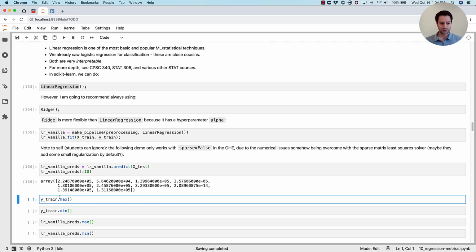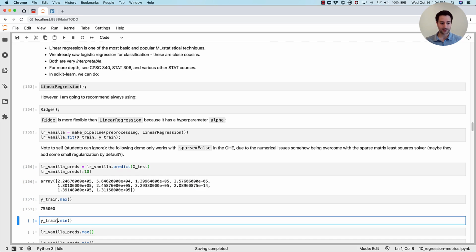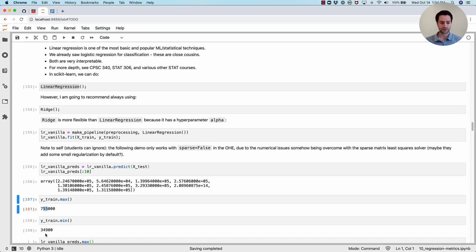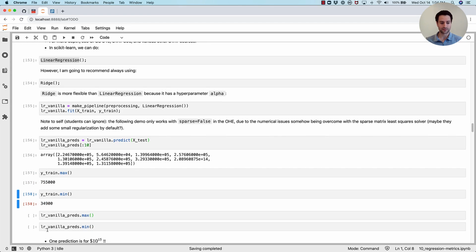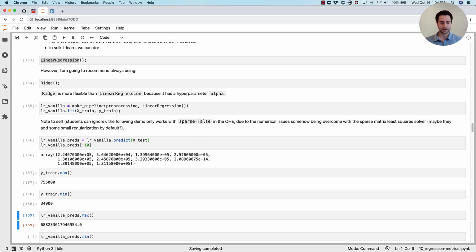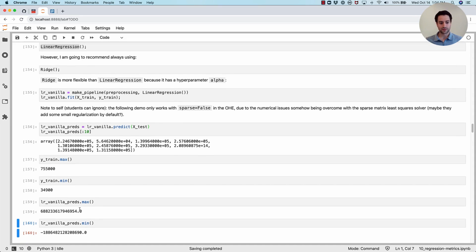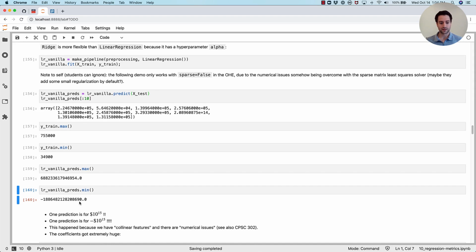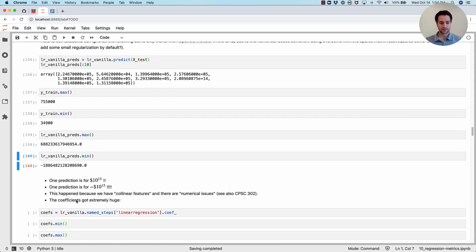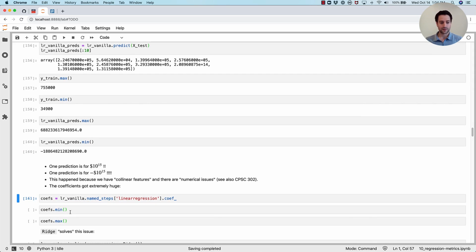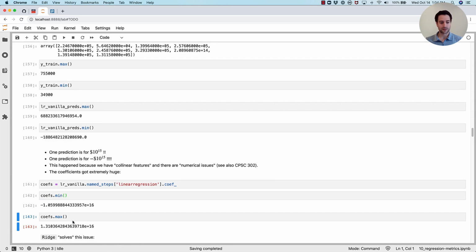The training set house prices go from 35,000 to 750,000. But the predictions on the test set are some hilarious number, trillions of dollars and negative trillions of dollars. So this model just broke horribly. We're not really going to go into the details of why that happened in this course; there are other courses that go into that. It's a numerical issue. It has to do with the coefficients, which themselves got messed up.